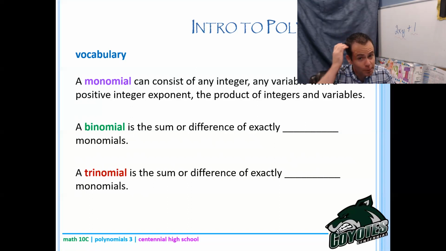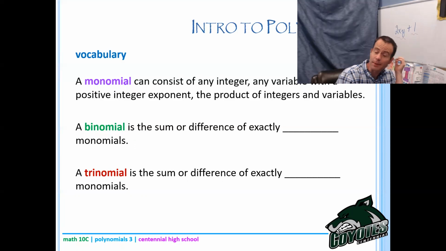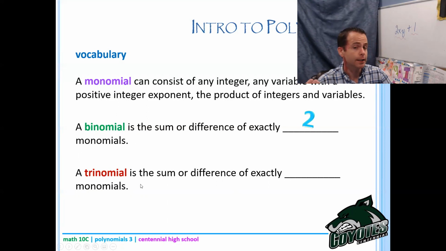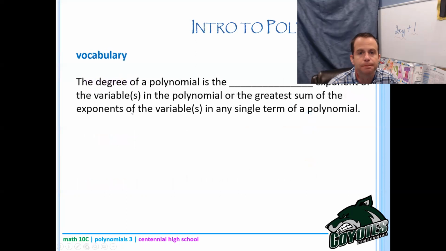A binomial, if you ride a bicycle, you have a bicentennial. A bicentennial means every 200 years. Bi means 2. So a binomial is the sum or difference of exactly 2 monomials. And a trinomial, if you ride a tricycle or if you go see a triceratops at the museum, tri means 3. So a trinomial is the sum or difference of exactly 3 monomials. All right.